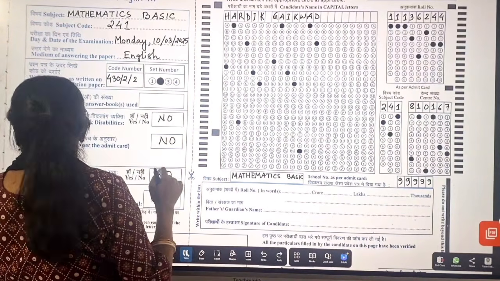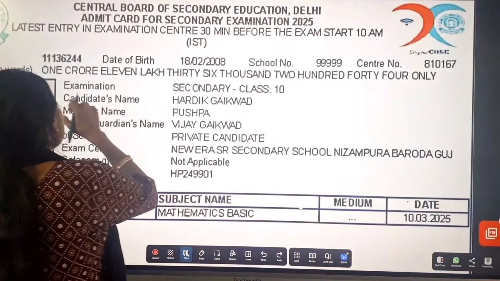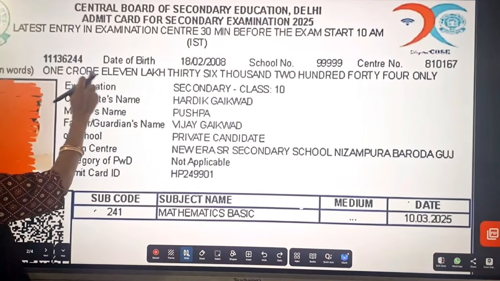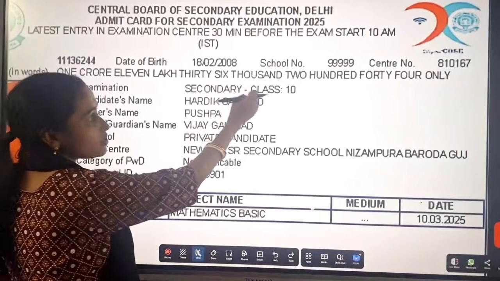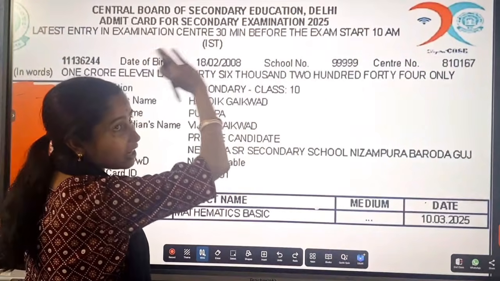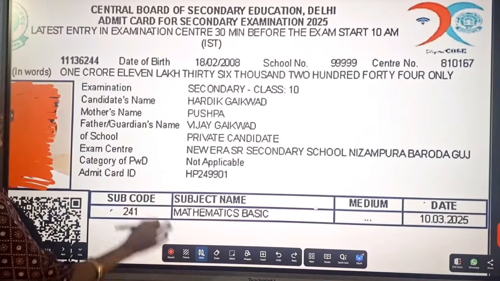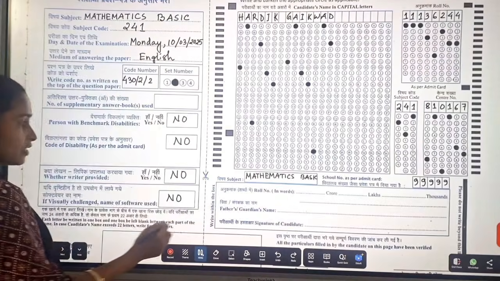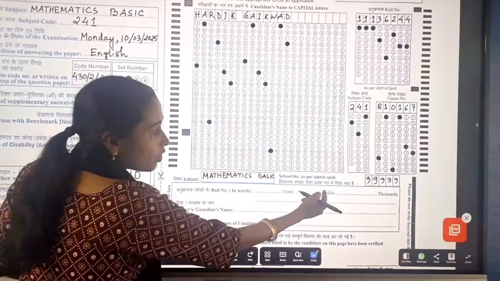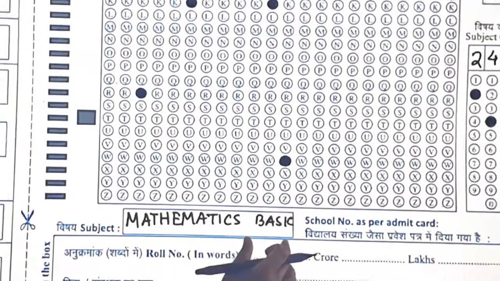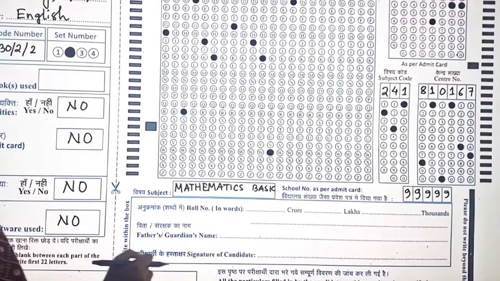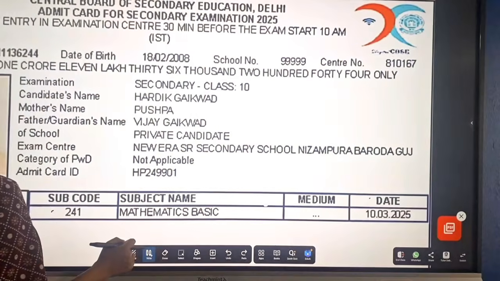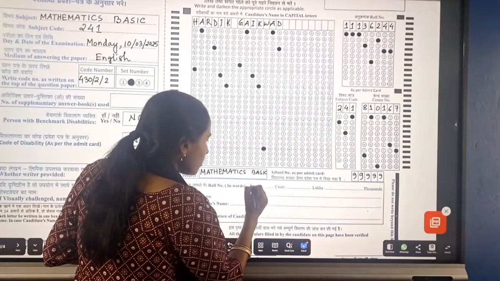This one also you will get in your admit card. See, here it is written roll number in words. 1,11,36,244 only. As it is, you need to write. The words crore, lakh, thousand are already written in your admit card, so no need to write those. Only this blank you need to write. So what will you write? 1, 11 lakh.